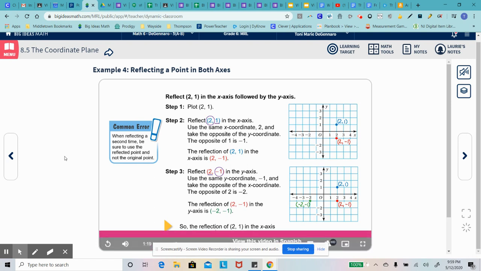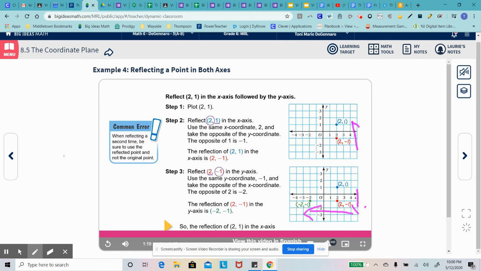Okay, so I'm going to show you real quick. I want to make sure you understand this. So they are now asking you to reflect across both axes. In the previous ones, it was only asking you to reflect in either the x-axis or the y-axis. This time it's asking for both. So if you're starting at (2, 1), you are going to first go across the x-axis, to (2, -1). Then you're going across the y-axis.